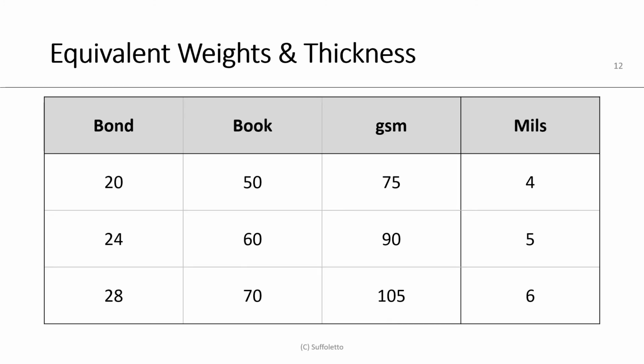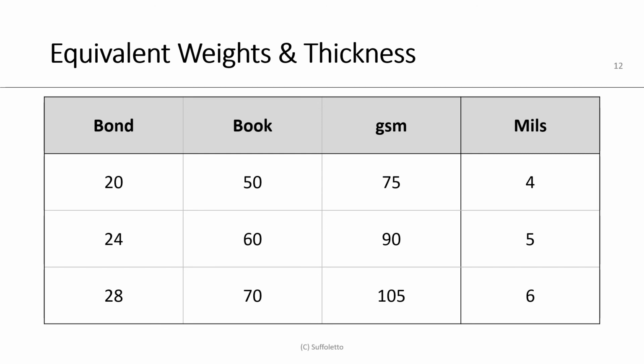Because in a basis weight system, the weight is dependent on the type of paper, therefore the basis size, we'd like to have equivalent weights. So in that first column to the left, you can see we have three types of bond paper, 20 pound, 24 pound, and 28 pound. That next column titled book is the equivalent book weight. So a 20 pound bond is like a 50 pound book, a 24 pound bond is like a 60 pound book, and a 28 pound is like a 70 pound book.